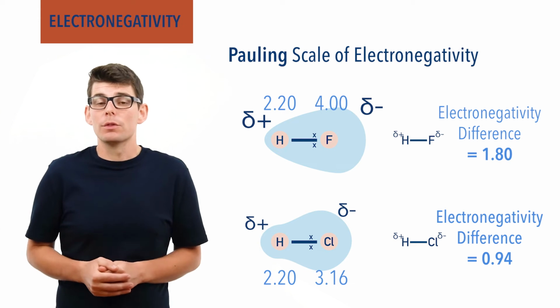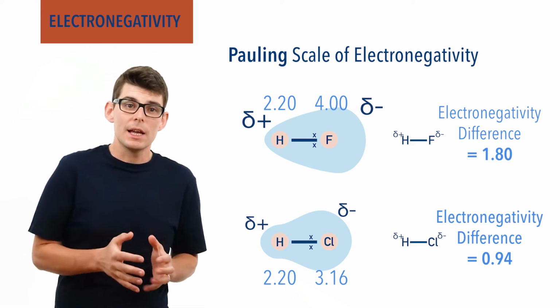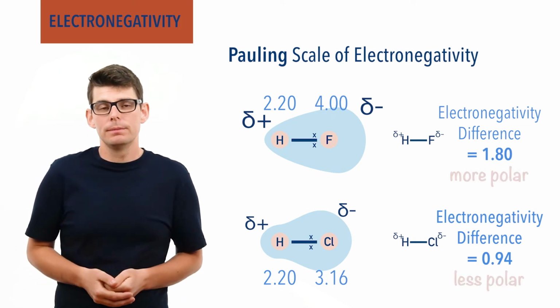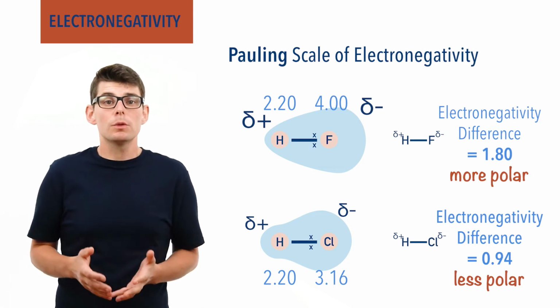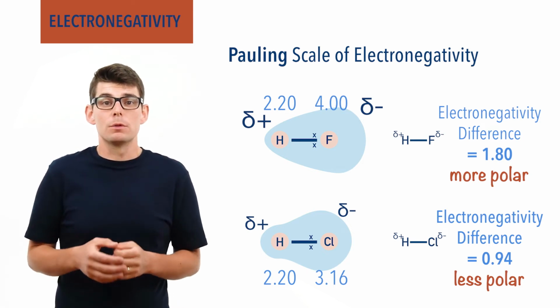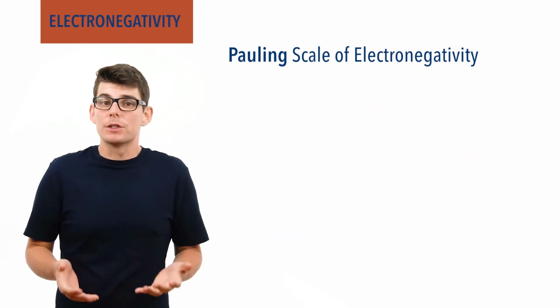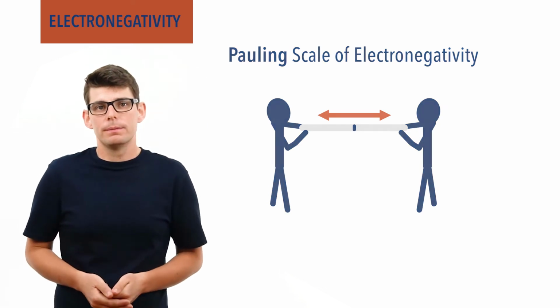This means the electrons in the HF bond are pulled more towards the F than towards the Cl in the HCl bond, giving a more polar bond. If two identical atoms are bonded together, the bond will be nonpolar, as both atoms will be trying to pull the electron density by the same amount, like a tug-of-war competition between two people with equal strength.